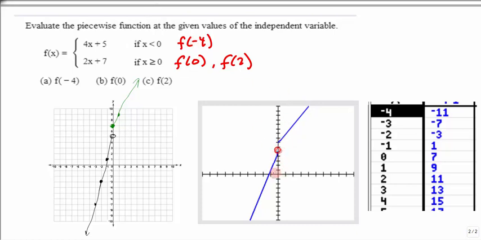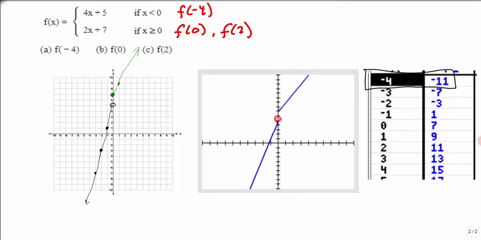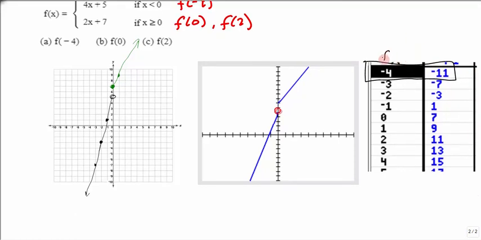Now, if I want to know what negative 4 is, I could go 1, 2, 3, 4 in the negative direction and move down, but it's still kind of hard to tell here. So I don't think this is going to be helpful, but this is helpful. This tells me right here that f of negative 4 equals negative 11. So this represents f of negative 4 equals negative 11.